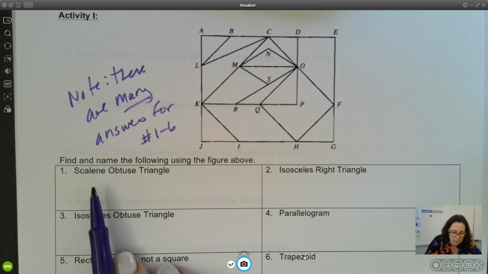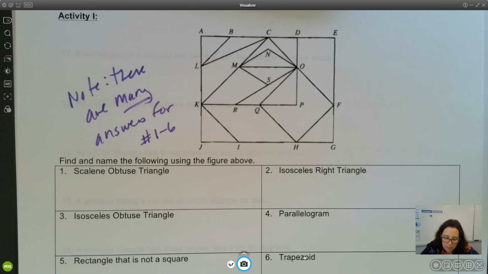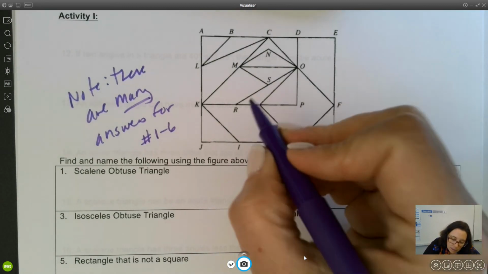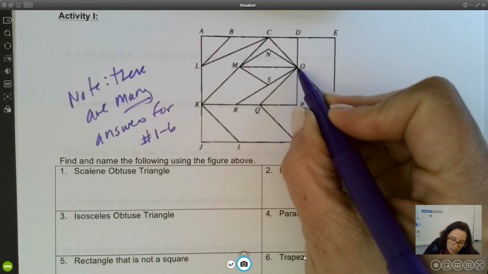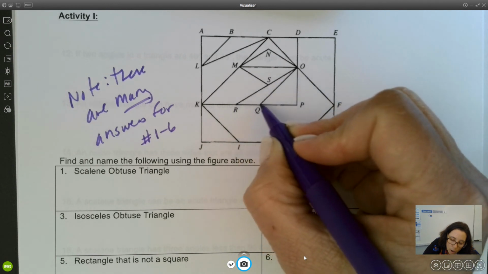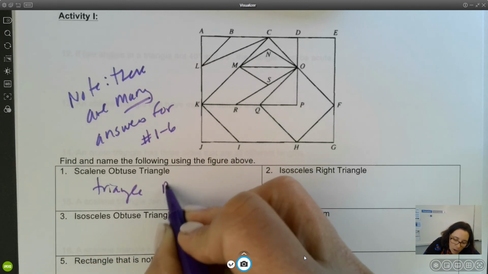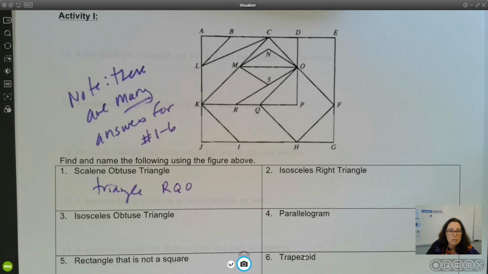Okay, a scalene obtuse triangle. A scalene, that means all side lengths are different. Obtuse, meaning one of the angles is more than 90. I think I found one right here. What about this guy right here? Triangle RQO or ORQ. That's one example. That's all I needed to find.